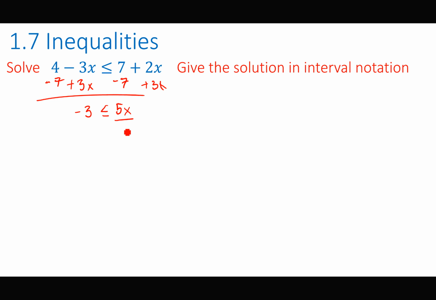Now I want to divide by 5. So I have negative 3/5. I didn't divide by a negative, so my inequality symbol stays in the same direction. So negative 3/5 is less than or equal to x.